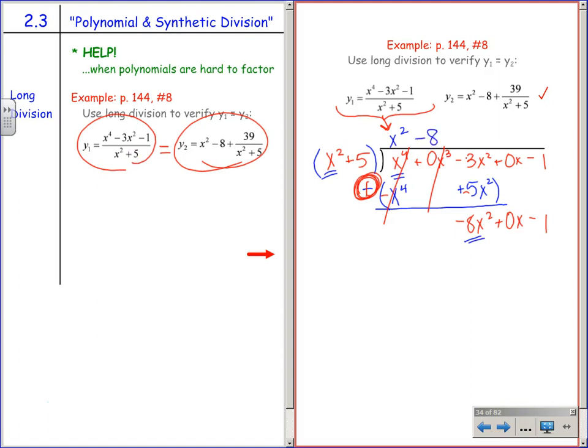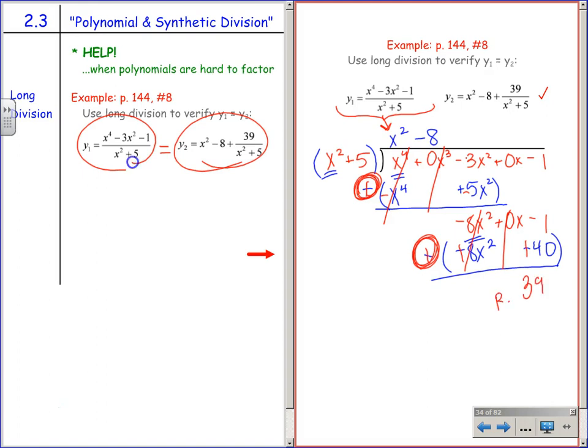Negative 8. Careful. Negative 8 times x squared is negative 8x squared. So then I distribute my negative 8 to both terms. You guys see why I have a negative 40? Negative 8 times a positive 5. I'm going to say, watch out. I'm going to distribute my negative. Oh, they all turn positive. That's a 0. That's a 0. That's a 39.